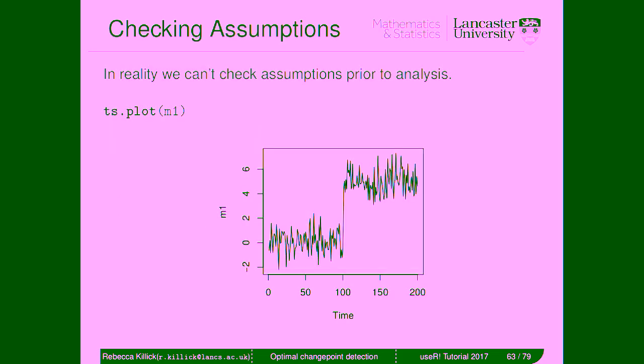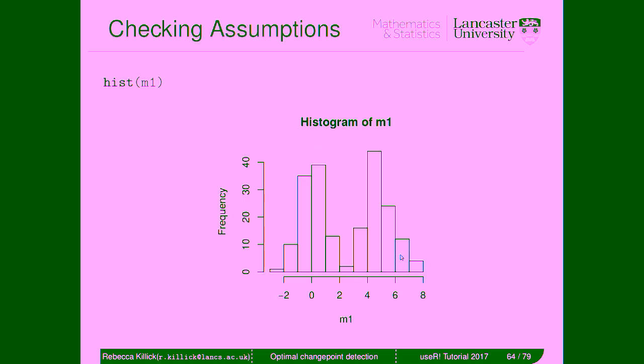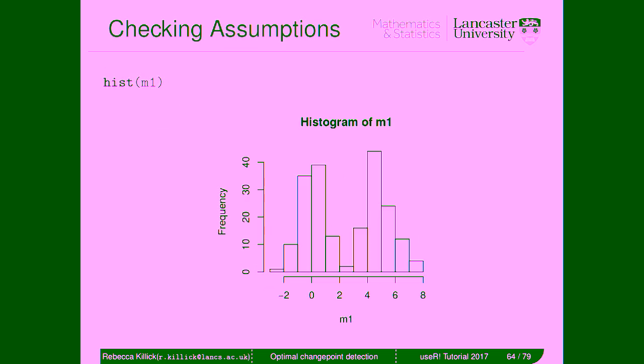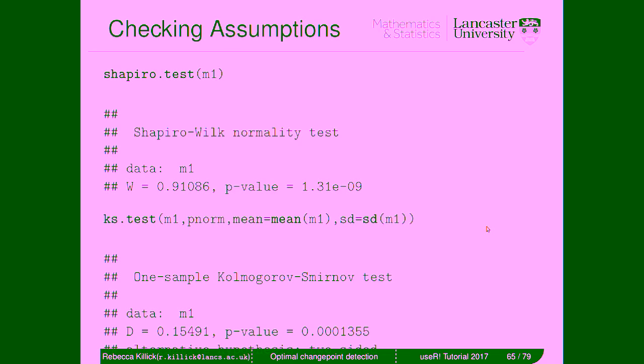The first thing is, you can't actually check these prior to analysis. If I go back to my original data set M1 that we used, I have a single change point at time point 100. Now, if I look at the histogram of that data, I want to see, is it normally distributed? You can clearly see it's bimodal, and of course it's going to be, it's got two different means. So looking at this, that is definitely not normally distributed. I'm trying to motivate here why you can't check assumptions prior to analysis.